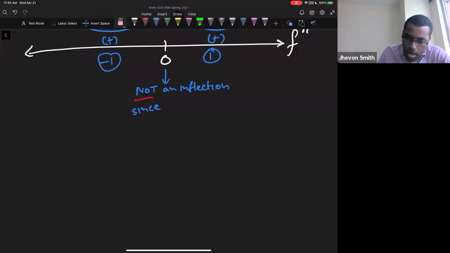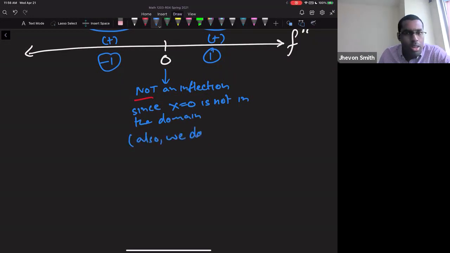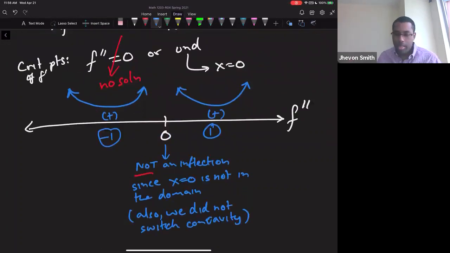Since x equals 0 is not in the domain. Also, we did not switch concavity. So even if it was in the domain, it still wouldn't work. Okay, so 0 again isn't anything because it's not in the domain.